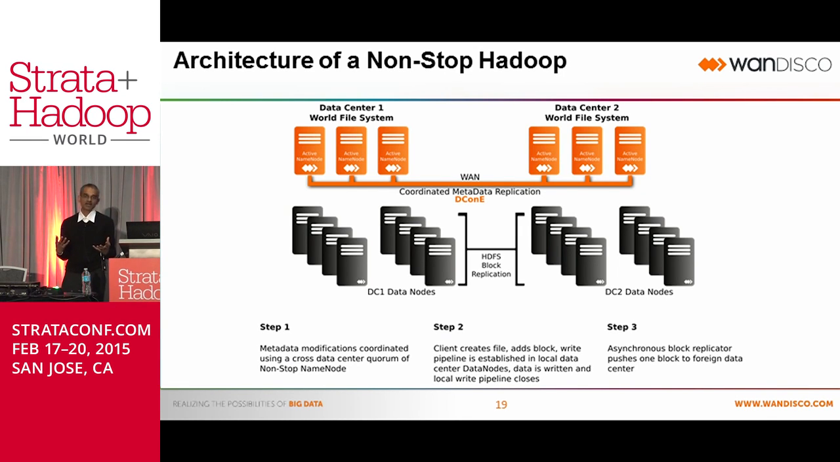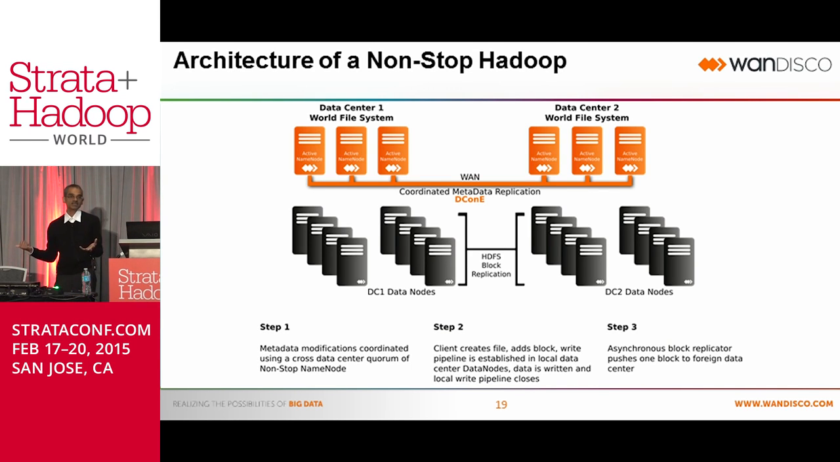When it comes to the data, we do not want to run the pipeline across the wide area network, for reasons that I mentioned earlier on. We really want to restrict the ingest process to a write pipeline in one data center to make that robust and make sure that the client that's writing data doesn't experience failures. So the file is created, the data pipeline is established within the data center of origin, the client finishes its write. Now every time a block is completed, we have an extension to the standard HDFS block replicator called the WAN block replicator. What the WAN block replicator does is push a single copy of that block across the WAN to the other data center.